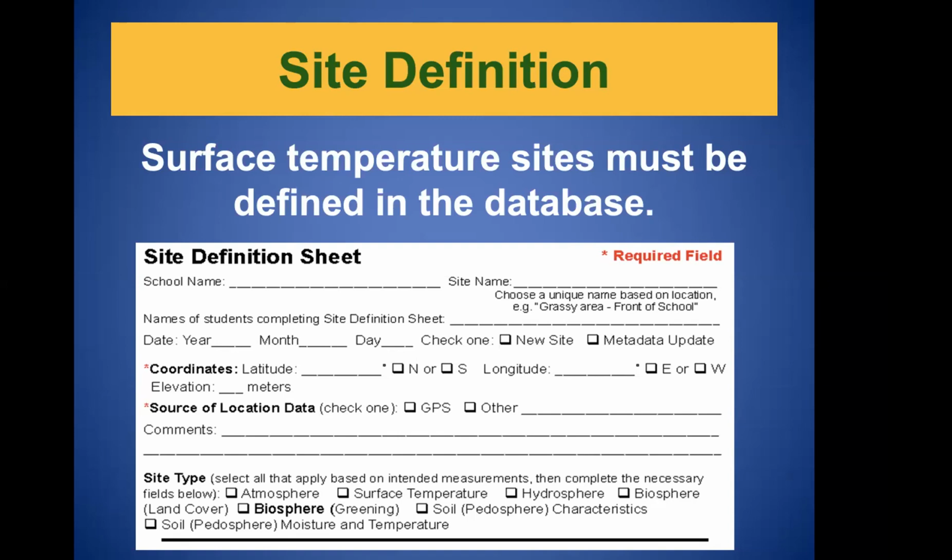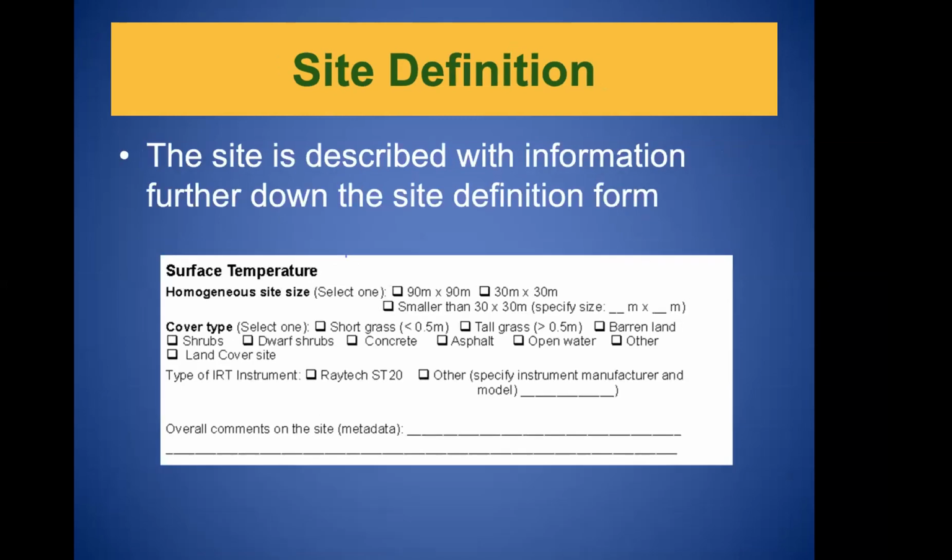You also do need to note the source of your location data, whether it's GPS or Google Earth or some other application, and then what type of observations you're going to be taking at that particular surface. The next part of it, of course, is with the location itself, where you actually describe the site. And with that, you want to determine the size of it. Remember that when you select a site, it must be homogeneous. It must be all one particular surface.